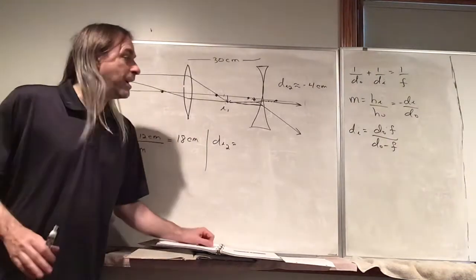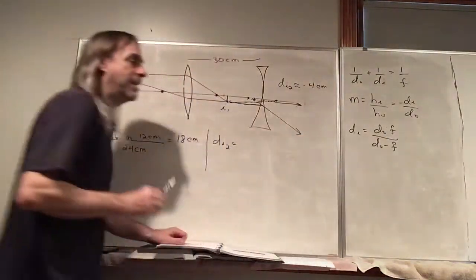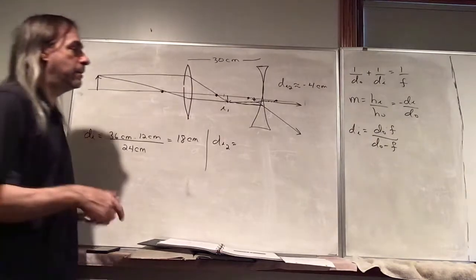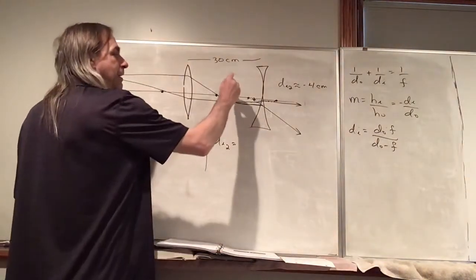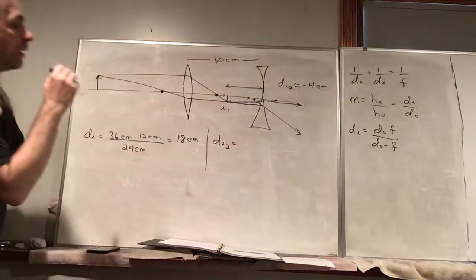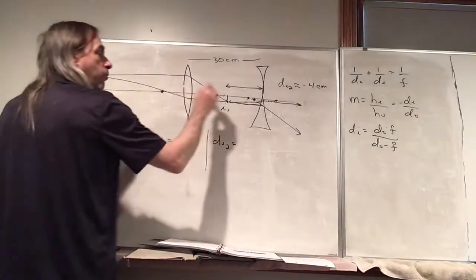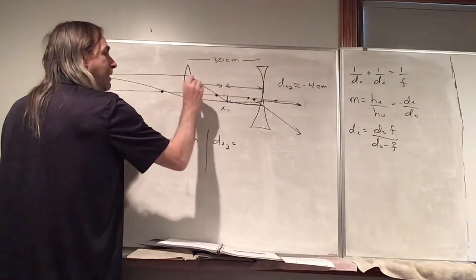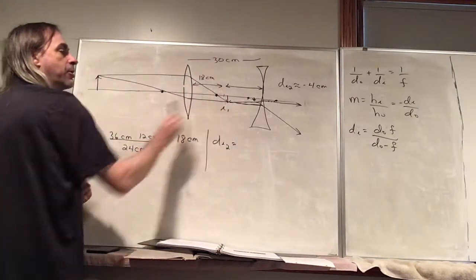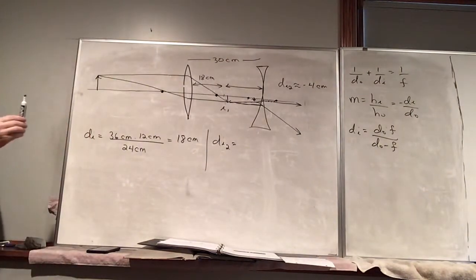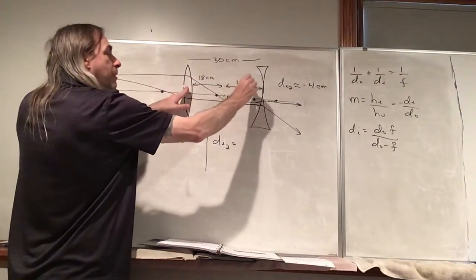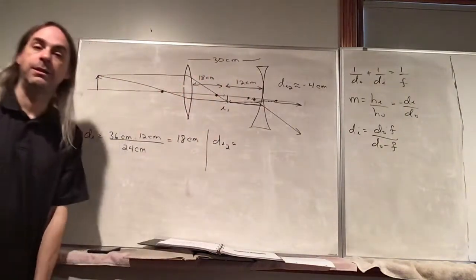Now we have to be very careful. DO is the distance from the object to the lens. So we have to find this distance from here to here. We know this distance is 18 centimeters. So this image is 18 centimeters to the right of that lens. And so we're 18 centimeters from this one. So this has to be 12 centimeters because the total distance between them is 30.